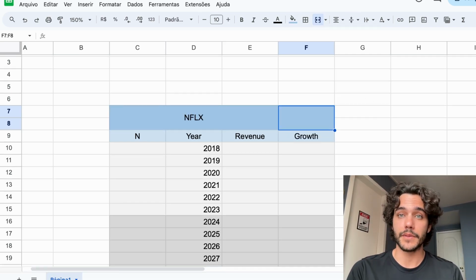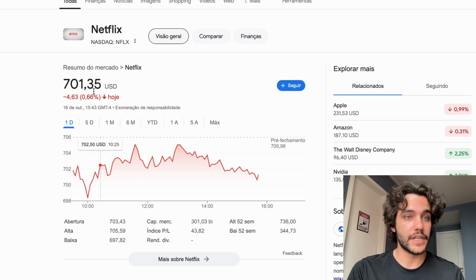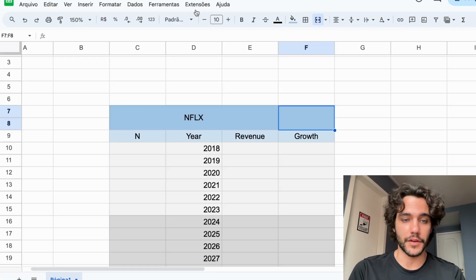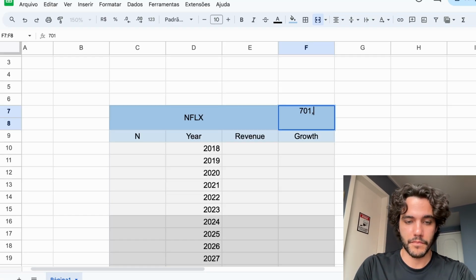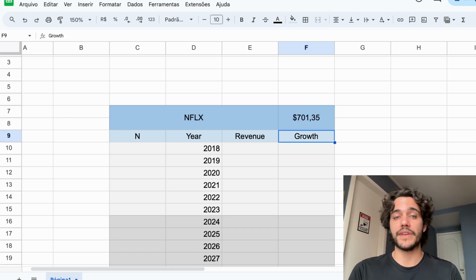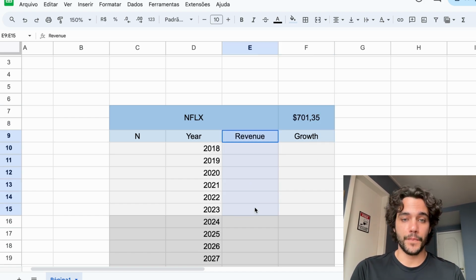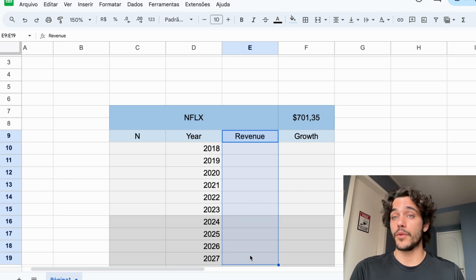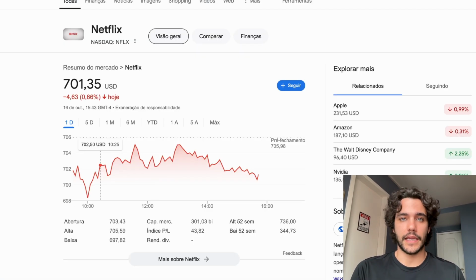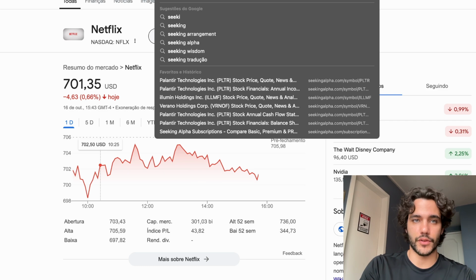What's Netflix's current price? $701.35. Okay. So next step, let's get all the information we need to fill the revenue column, okay? I will use Seeking Alpha, but you can use any source.